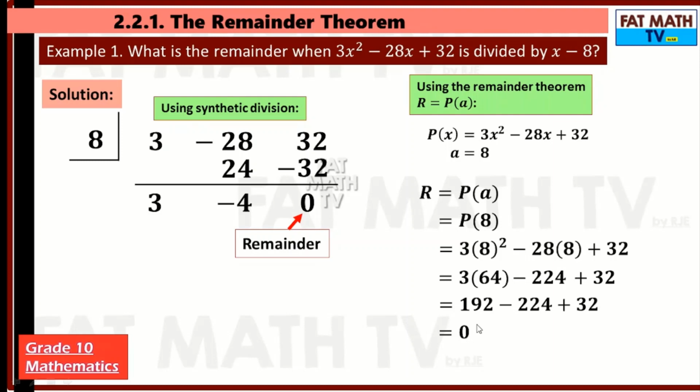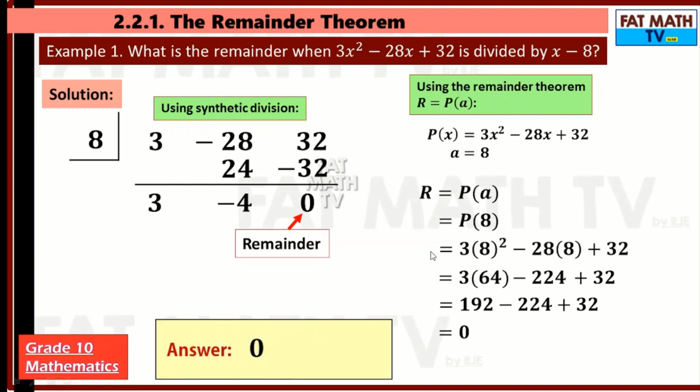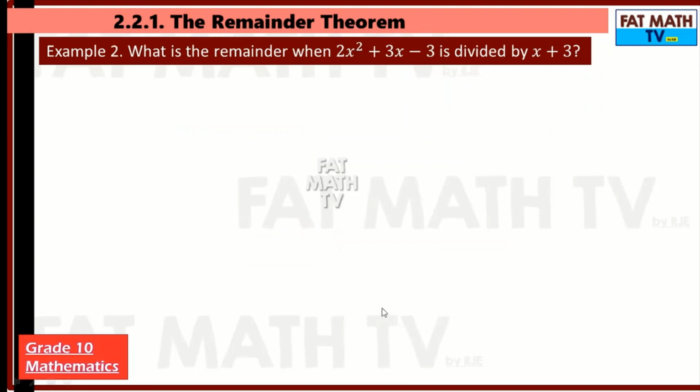It is 0. So in finding the remainder, if you use the remainder theorem, you just solve for p of a. So it's also 0. So this is the process when you use synthetic division. So you have to look at the last number here in the synthetic division. And if you're using the remainder theorem, then you need to solve for p of a. Let us have another example.